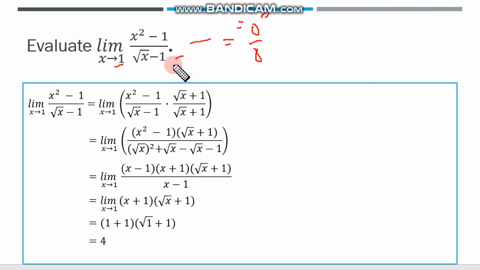So we will rationalize first. So x squared minus 1 over square root of x minus 1. First, we will determine the conjugate number of the square root of x minus 1. So that's square root of x plus 1. We will multiply that both in the numerator and the denominator. So x squared minus 1 times square root of x plus 1 over, apply FOIL method here.